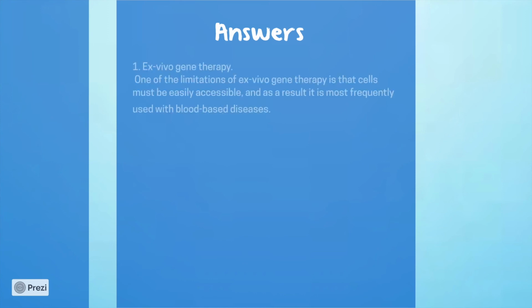The answers to the questions are as follows. Question 1. If a person had a blood-based disease, you would most likely want to use an ex vivo gene therapy. One of the limitations of ex vivo gene therapy is that cells must be easily accessible, and this is definitely the case with blood-based diseases, and so it is most frequently used with such disorders.